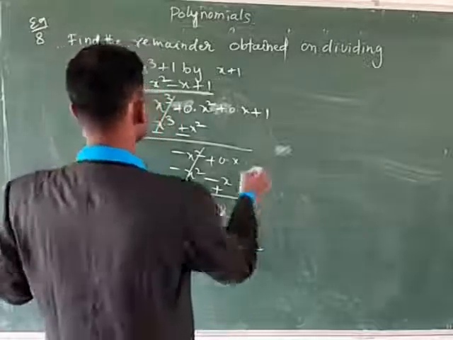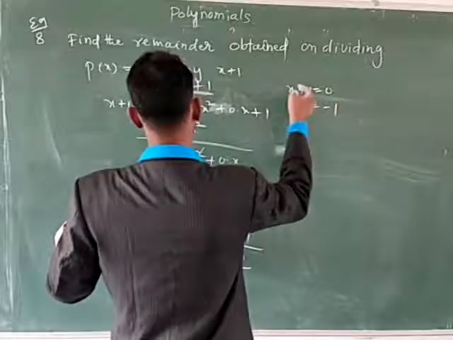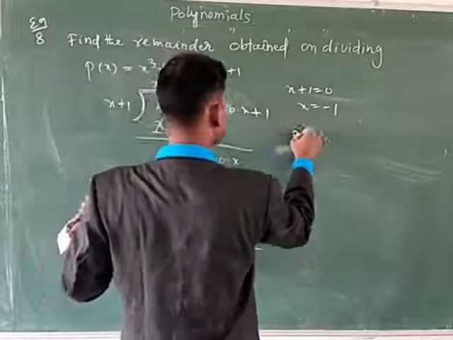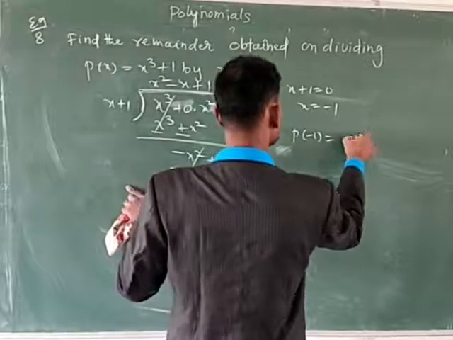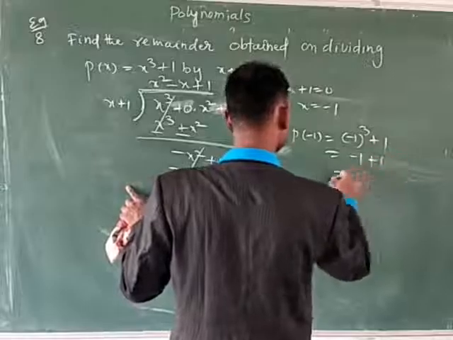This is correct or not? How do we know that? x plus 1's zero value is x is equal to minus 1. This minus 1 substitute here. P of minus 1 is equal to minus 1 cube plus 1. Here minus 1 cube is minus 1, plus 1 is equal to 0.